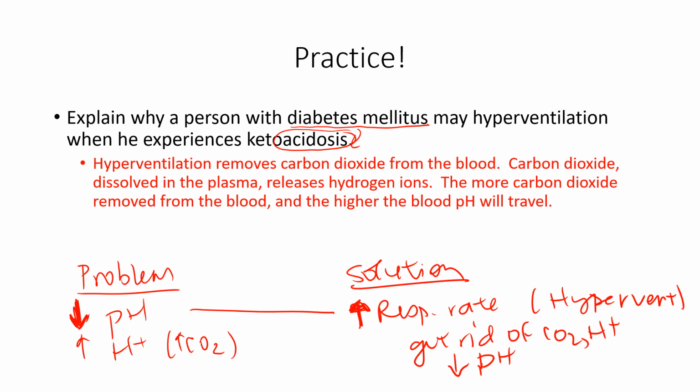So if you walk in on somebody, a neighbor, a patient, they're hyperventilating, you know they're a diabetic, that may be the warning sign that they're experiencing ketoacidosis and their blood sugar may be too high at that point.